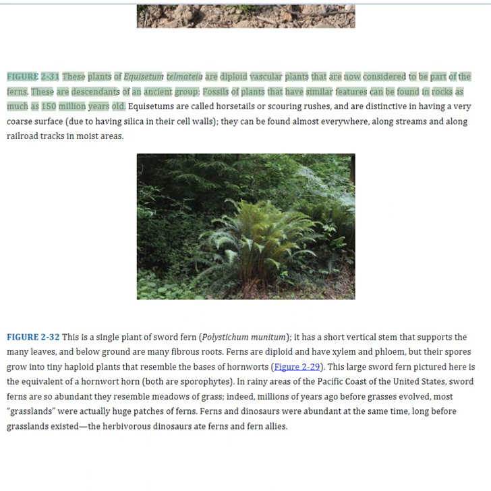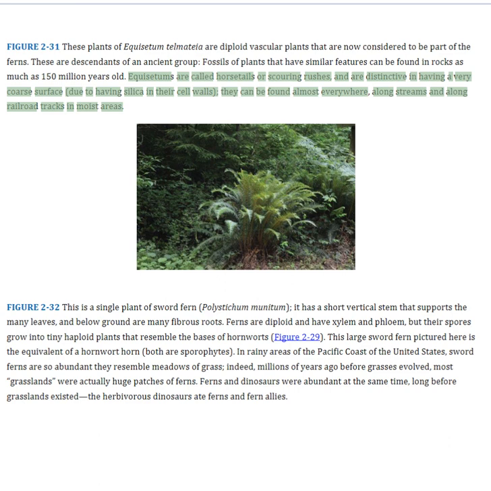Figure 231. These plants of Equisetum telmatea are diploid vascular plants that are now considered to be part of the ferns. These are descendants of an ancient group. Fossils of plants that have similar features can be found in rocks as much as 150 million years old. Equisetums are called horsetails or scouring rushes, and are distinctive in having a very coarse surface. They can be found almost everywhere, along streams and along railroad tracks in moist areas.